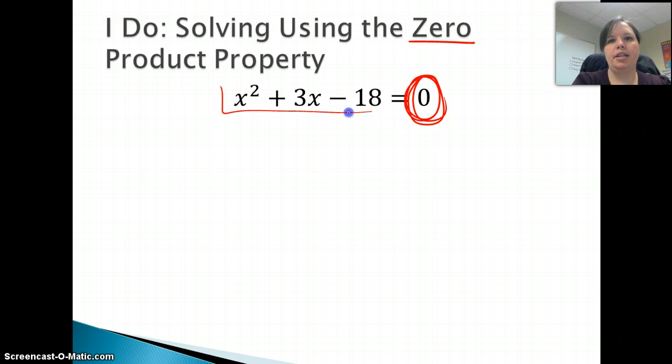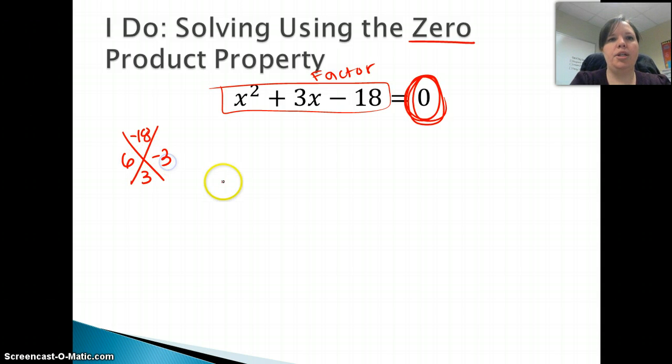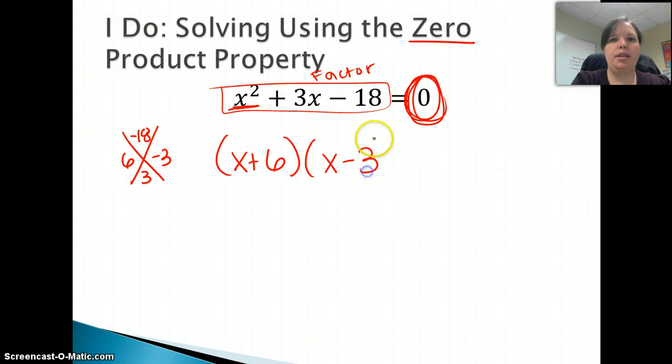In other words, I need to factor the quadratic, or factor the problem that I have. So to factor this, I'm looking for what multiplies to be -18 and adds to be +3. That would be 6 and -3. Because it's just x squared in front, I know that I can make +6 and -3 the components of my factors here.